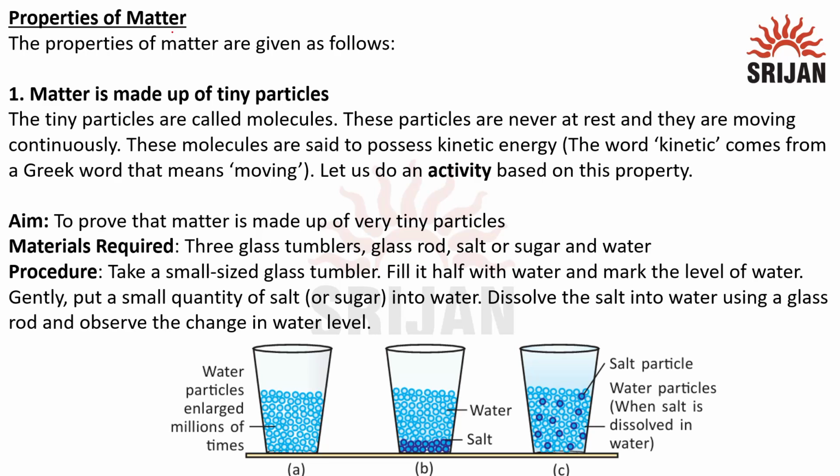In today's video, we will learn about the properties of matter. So, the properties of matter are given below. The first property is that matter is made up of tiny particles. These tiny particles are called molecules, and the molecules may be made up of different kinds of atoms.